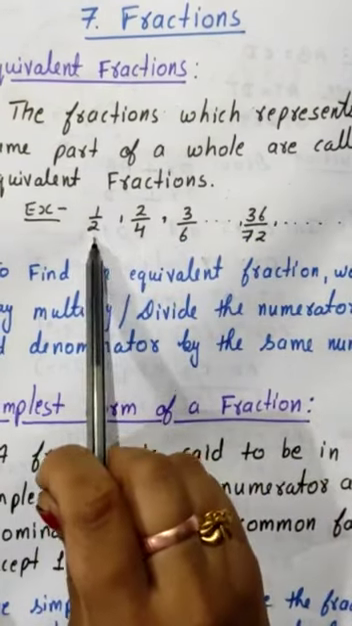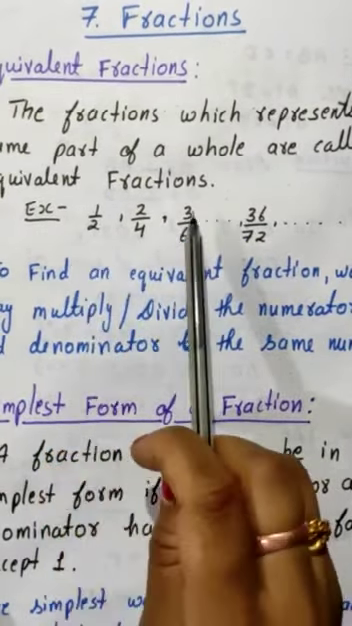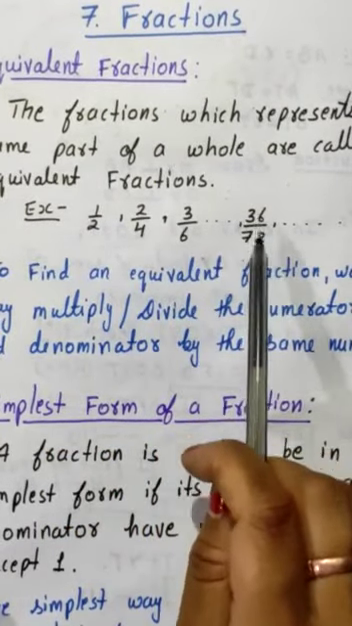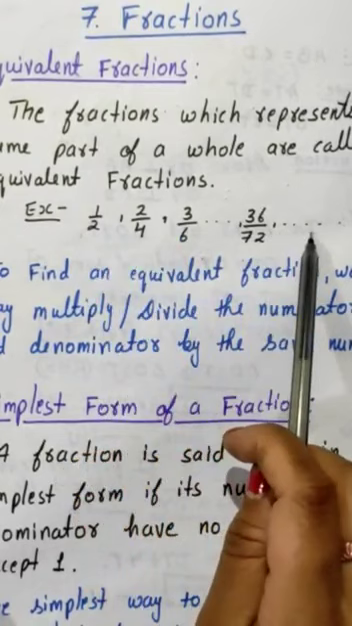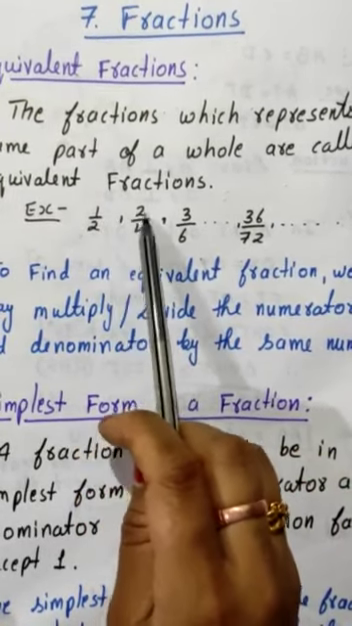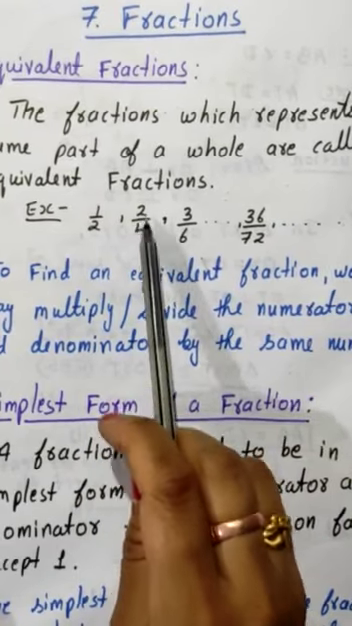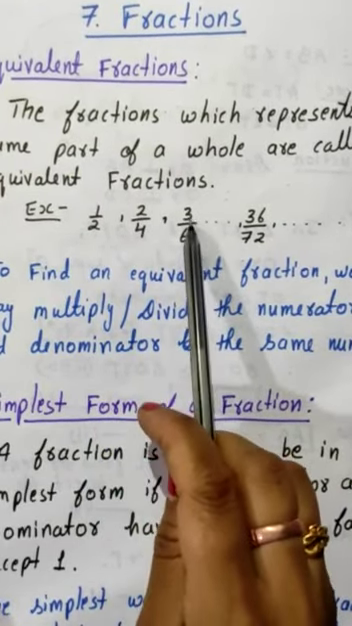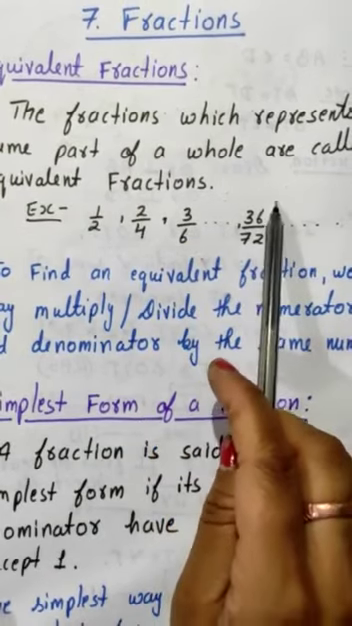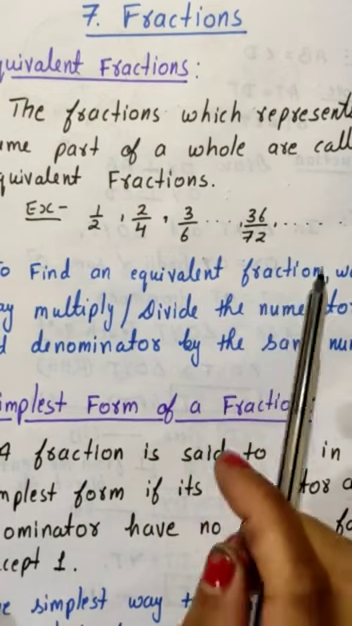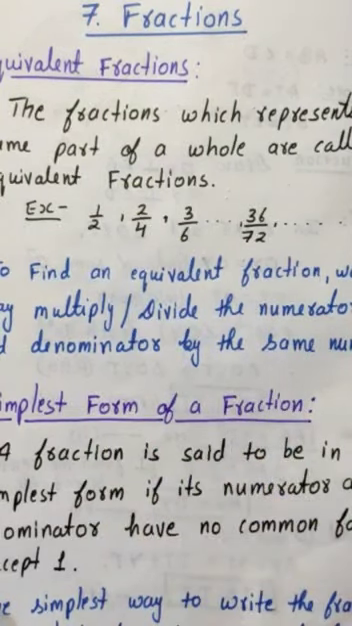For example, 1 by 2, 2 by 4, 3 by 6, even 36 by 72, all these are equivalent fractions because their basic value is 1 by 2. 2 ones are 2, 2 twos are 4, so this is also 1 by 2. 3 ones are 3, 3 twos are 6, this is also 1 by 2. 36 into 1 and 36 into 2 is 72. So this is also 1 by 2. So these are equivalent fractions.